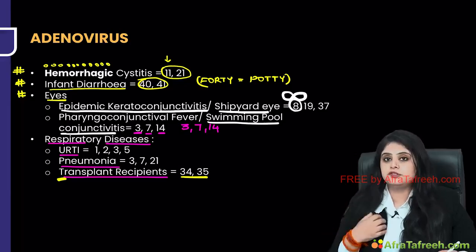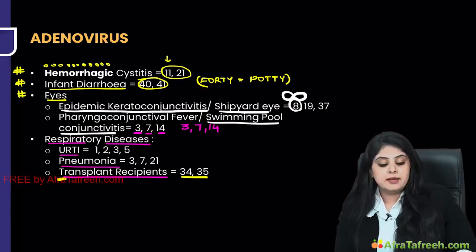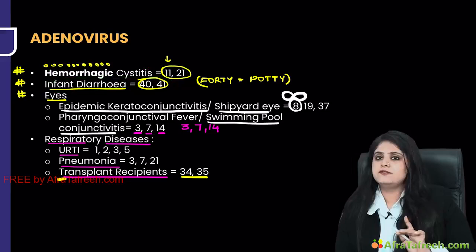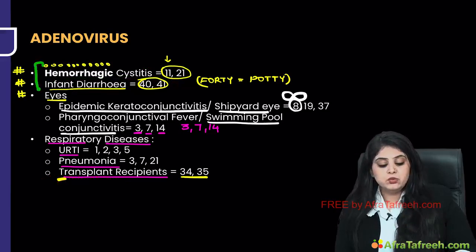Out of this, if you personally ask me what will come in the exam? Hemorrhagic cystitis, 11, hemorrhagic 11, number 11 will come. Infant diarrhea, diarrhea 40, 41, simple. These are the two most expected.